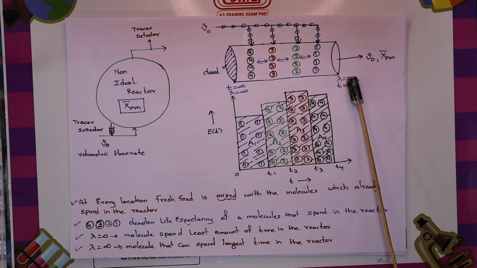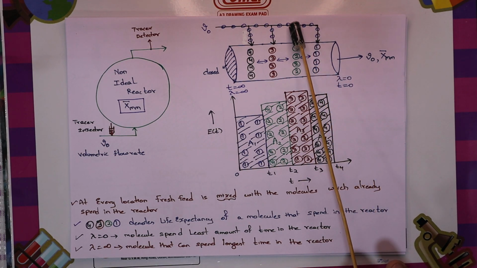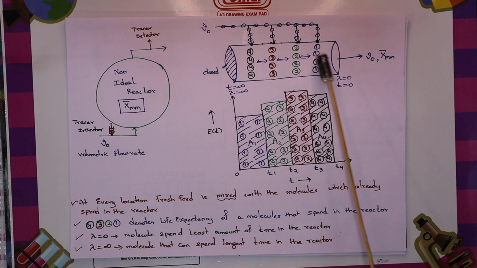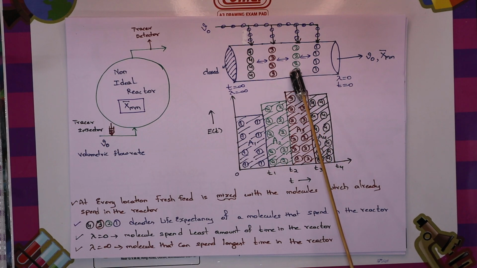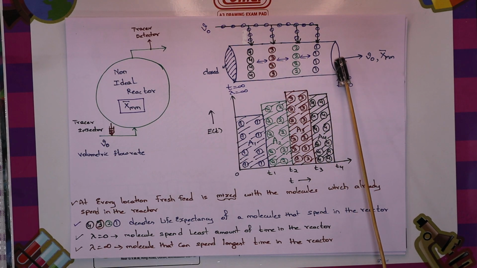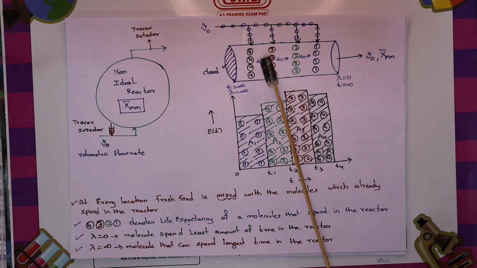Okay, that means life expectancy is close to 0. The molecules which enter at this position have a certain life expectancy. So these two molecules have a higher life expectancy than one. These are molecules which are going to spend a larger amount of time in the particular reactor. So the life expectancy of 3 is higher, and then the life expectancy of 4. That means these particular molecules spend the largest amount of time in the reactor.